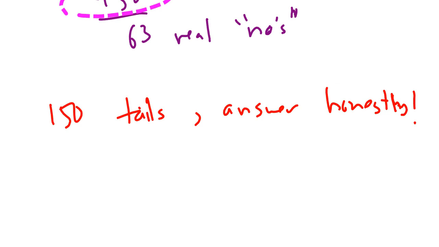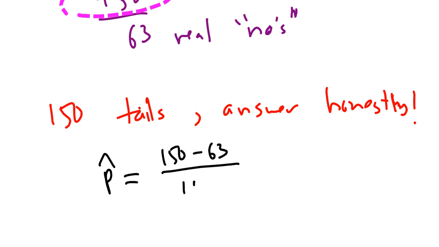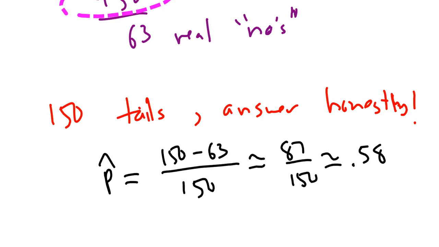So then our p hat, or the proportion of people who would have said yes, is 150 people minus the 63 real no's over the 150 people who probably got tails. If we do 150 minus 63, we get 87 out of 150. And so we can divide that, 87 divided by 150, and we get a proportion of around 0.58. So this is actually pretty cool at the end. I mean, they don't ask anything else.